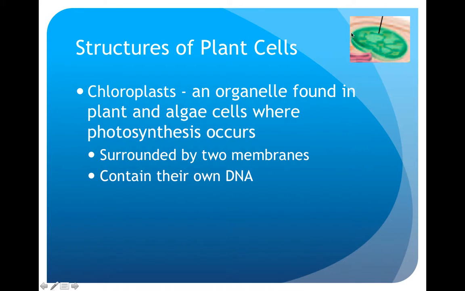Chloroplasts are little green organelles. They are found in plant and algae cells where photosynthesis occurs. We'll talk about photosynthesis more next unit. Chloroplasts, interestingly enough, have some stuff in common with the mitochondria. They have two membranes, and they have their own DNA. So chloroplasts have two membranes, and they have their own DNA.